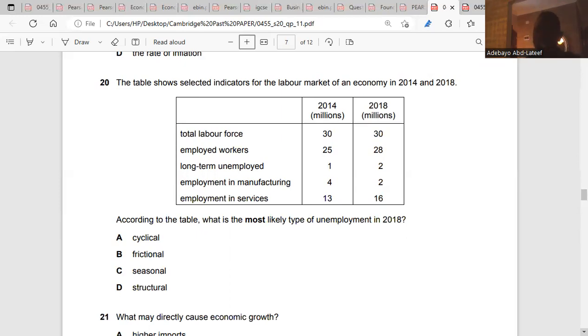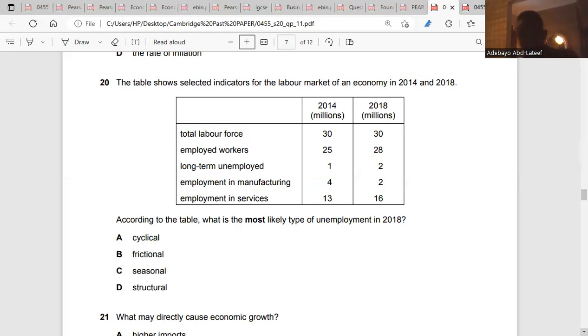So the problem is between long-term unemployed and employment in manufacturing. But based on what we have here, the employment in manufacturing reduces significantly. So that means there's a problem with structural unemployment. And what is structural unemployment? Structural unemployment arises when there's unemployment because of a shift in demand in an economy. And when you talk about shift in the economy, that means the industry sector, the manufacturing sector. So if unemployment increases in the manufacturing sector, it is what? Structural unemployment. So the answer is D.